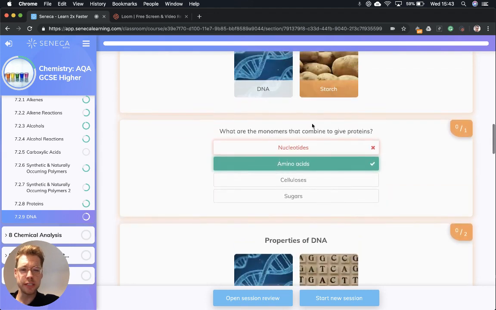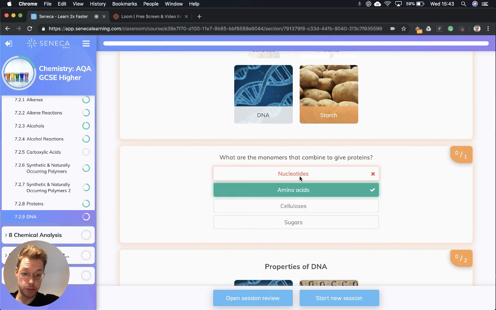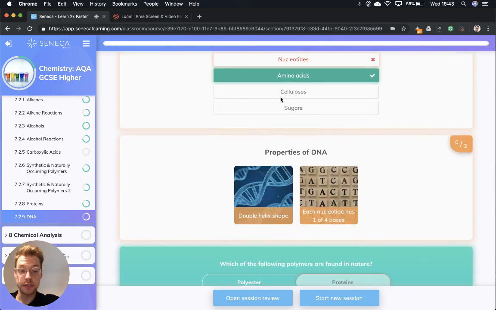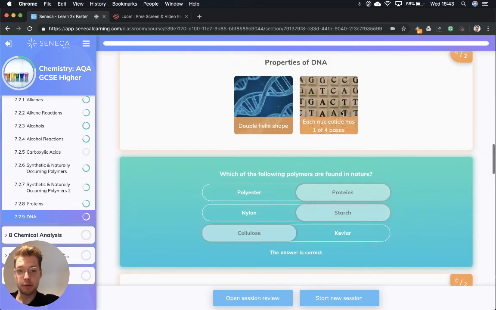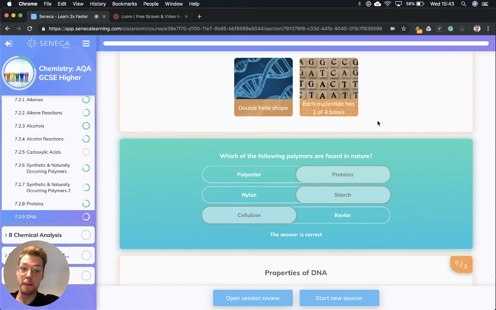Do you remember what proteins are made out of? It's amino acids. DNA is made up of nucleotides. Cellulose is made up of sugar. Do you remember the two key properties of DNA? It's got a double helix shape, and each nucleotide has one of four bases.